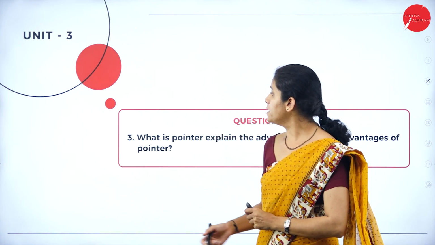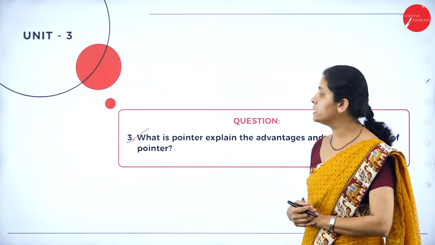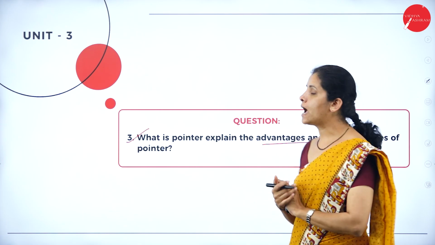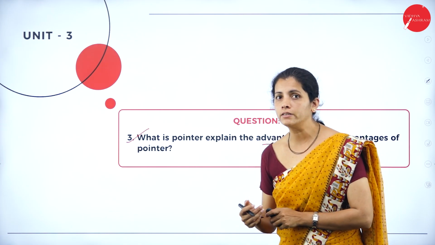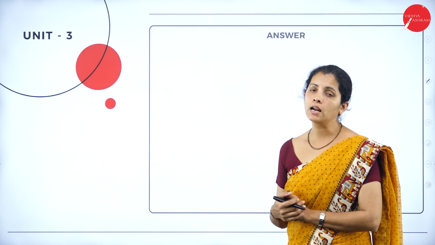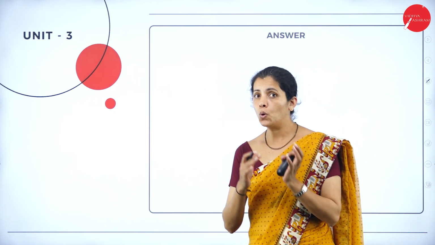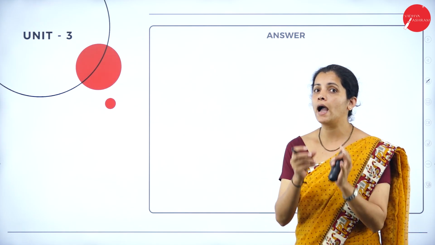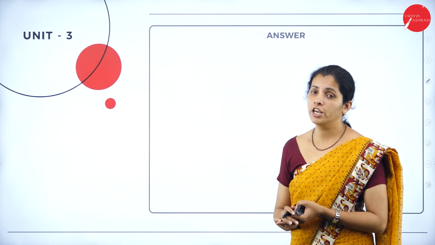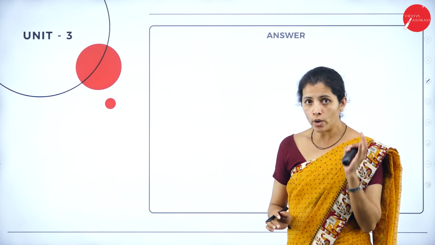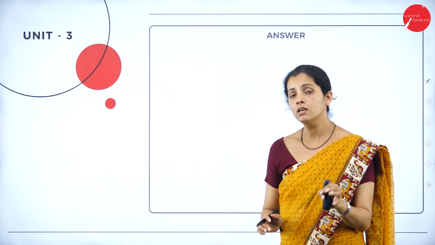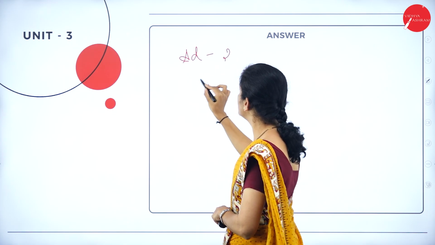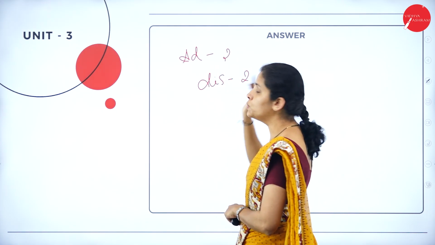Another very important question under unit 3 is: what is a pointer? Explain the advantages and disadvantages of pointers. So what is a pointer? Pointers are variables. They hold the address of another variable. Along with that, you have to write the advantages and disadvantages. So, if this question is for 5 marks, the definition carries 1 mark, advantages carry 2 marks and disadvantages carry 2 marks.